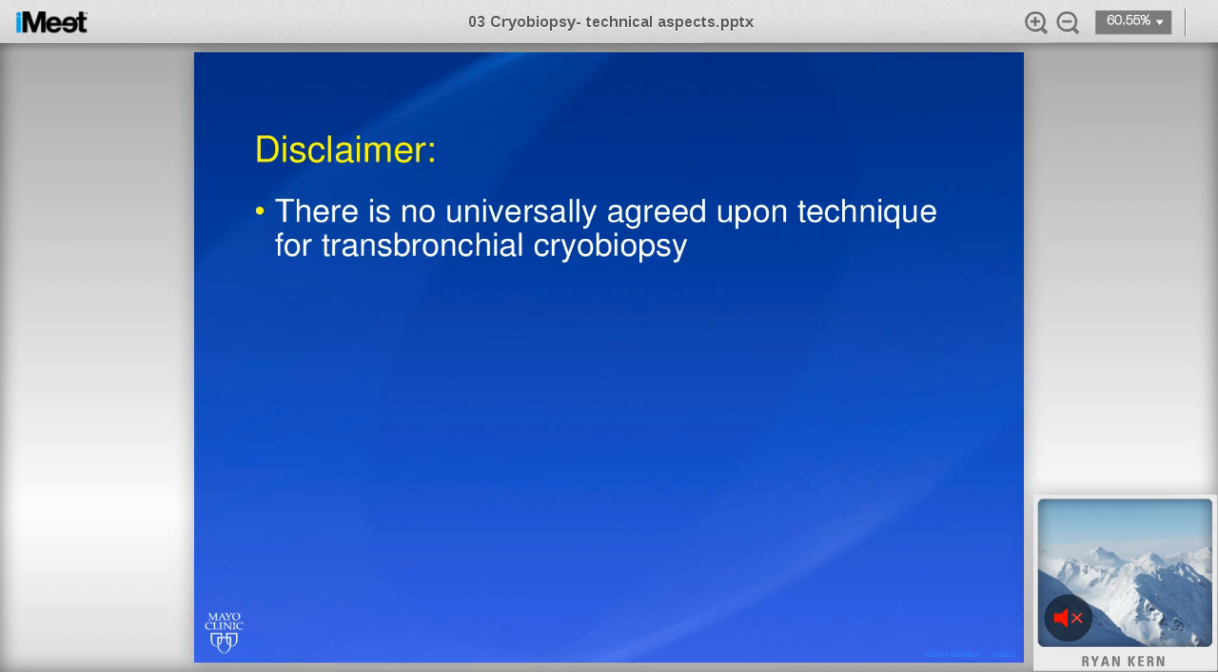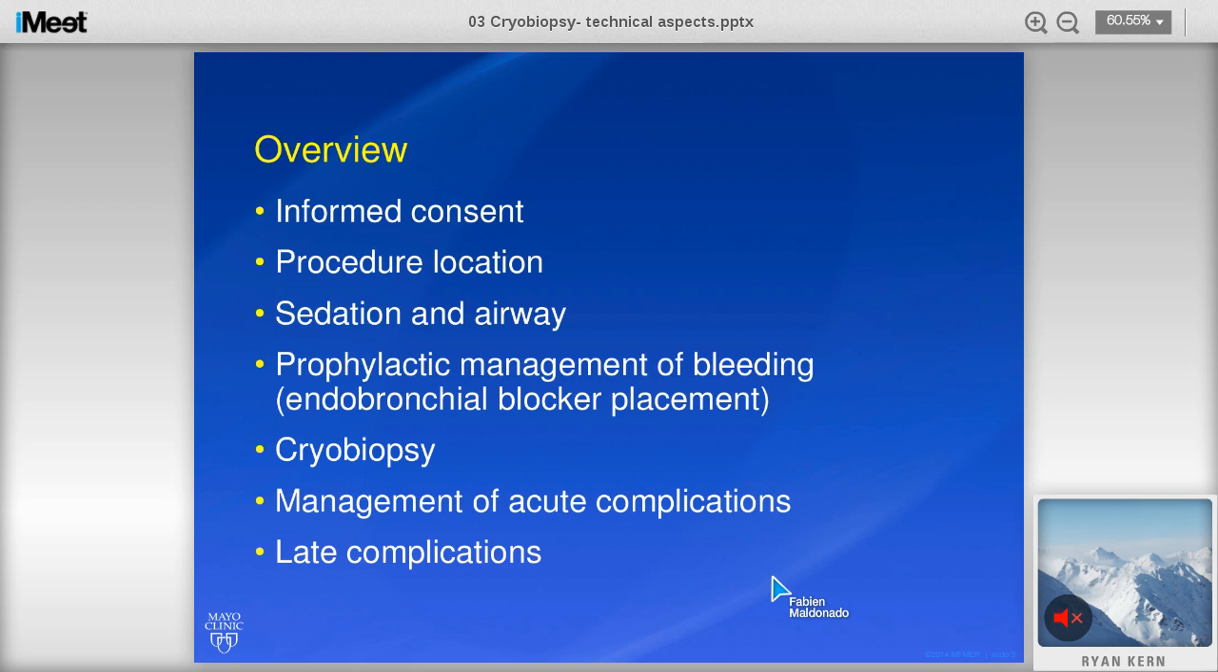So first off, I just want to say that there is no universally agreed upon technique for transbronchial cryobiopsy, as Fabien pointed out. But I do want to point out the way we do it here at Mayo, and which is actually the same way that Fabien does it at Vanderbilt, and maybe defend a little bit the reasons why we do things the way they do it.